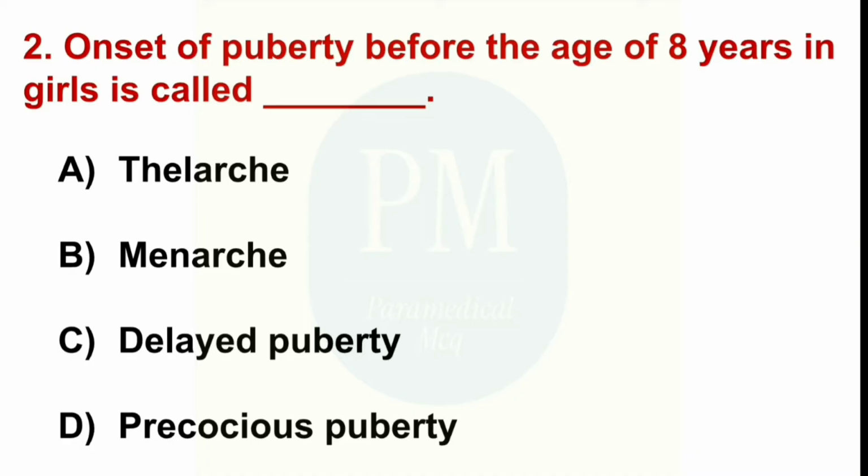Onset of puberty before the age of 8 years in girls is called dash. Option A. Thelarche. Option B. Menarche. Option C. Delayed puberty. Option D. Precocious puberty. The correct option is option D. Precocious puberty.